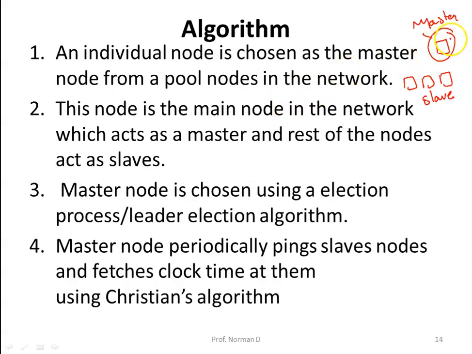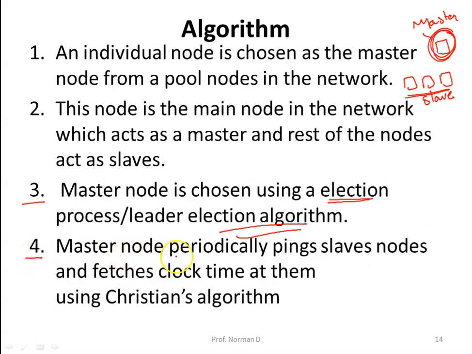Second step. This node is the main node in the network. The master node is the main node in the network, and the rest of the nodes act as slaves. Step 3. The master node is chosen using an election algorithm. We will see these election algorithms as we move ahead with synchronization.